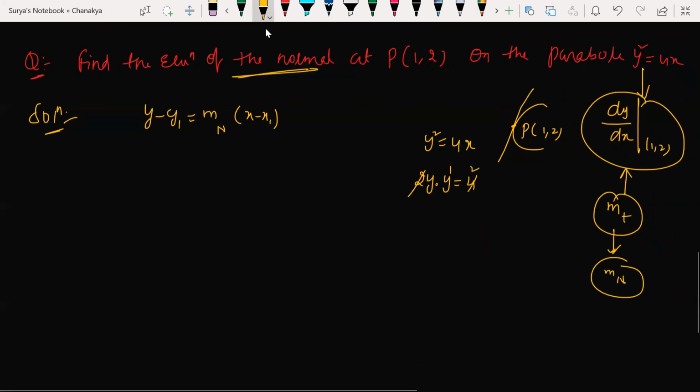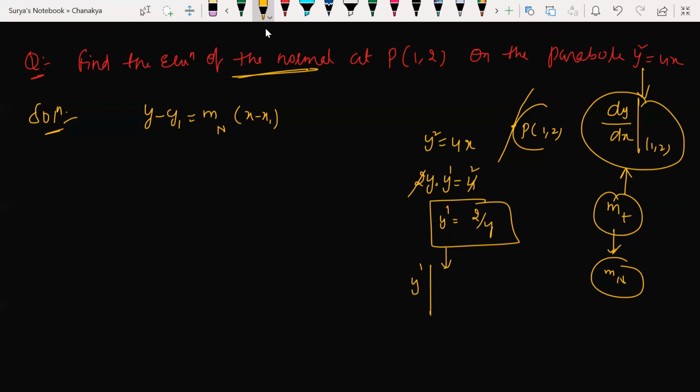So dy by dx, y dash is equal to what now? 2 by y. We found dy by dx, but dy by dx at a certain point is what? Derivative, right? Dy by dx at a certain point is the slope of the tangent. Yes or no? Now y dash at 1 comma 2 is equal to the slope of the tangent.